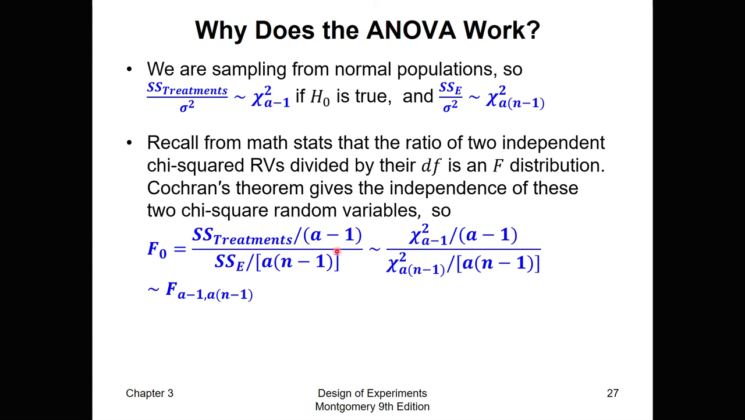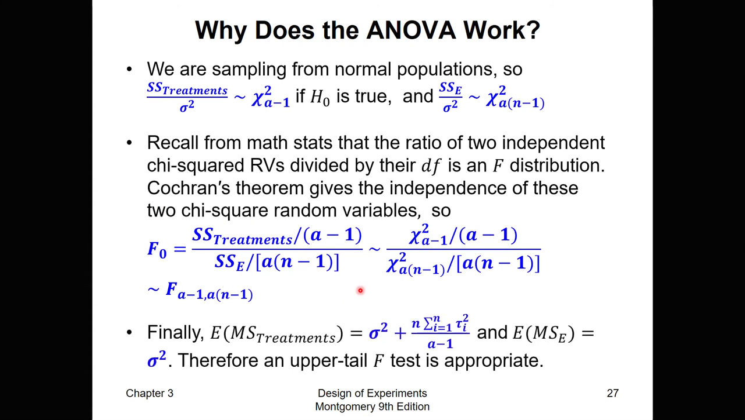Now what you don't see here is that when I take the chi-squared and divide it by the degrees of freedom, I'm canceling out the sigma squared. If I have a division by sigma squared on top and on the bottom, those two cancel, and all I'm left with is the sum of squares treatment divided by its degrees of freedom over the sum of squares error divided by its degrees of freedom. And the sum of squares treatment divided by its degrees of freedom is the mean squares treatment. Sum of squares error divided by its degrees of freedom is the mean squared error. So the F ratio is just the mean squared treatment divided by the mean squared error. It's pretty cool.